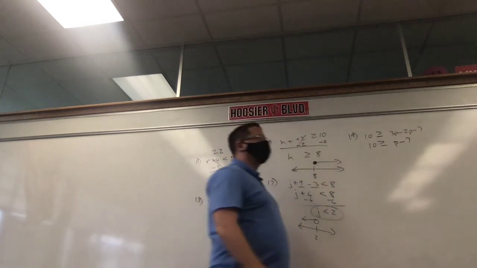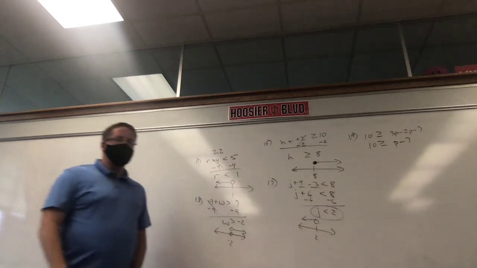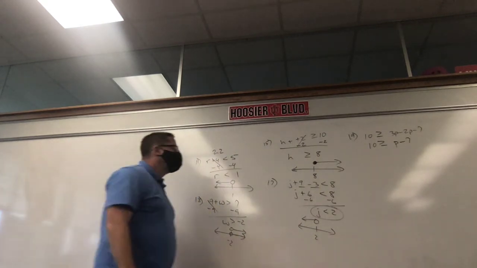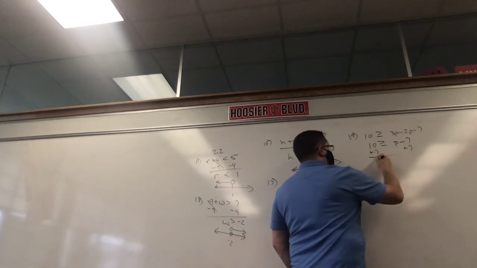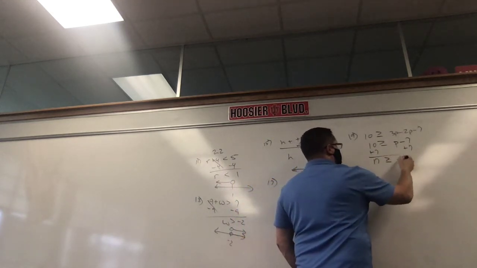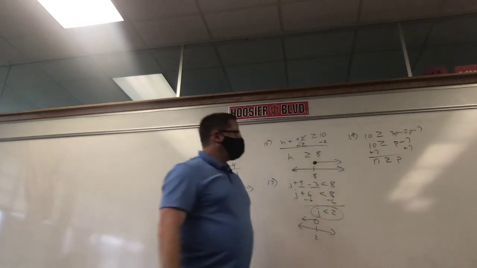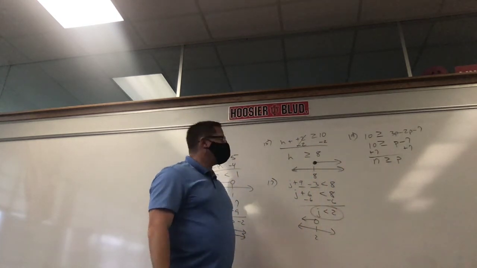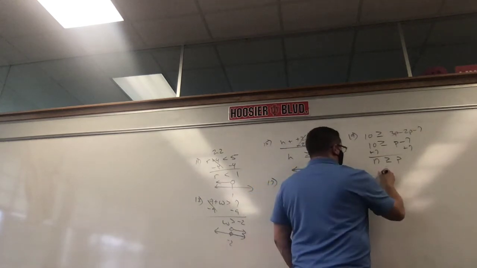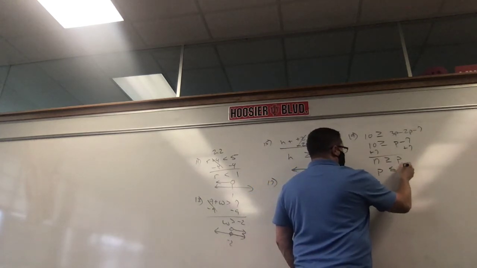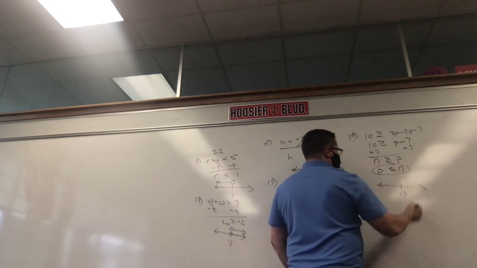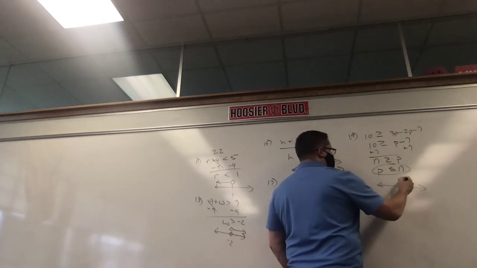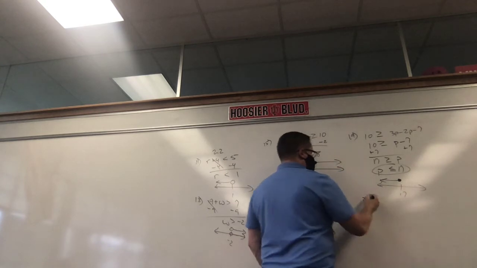Let me take away 7. We put together 3p and negative 2p. That's 1p, or just p. Add 7 to each side. So we have 10 plus 7 is 17, is bigger than or equal to p. You like the way that's written? No. Instead of saying 17 is bigger than or equal to p, say p is smaller than or equal to 17. And that is a closed dot and shade to the left.